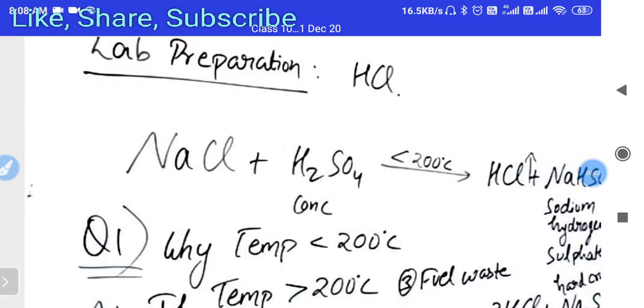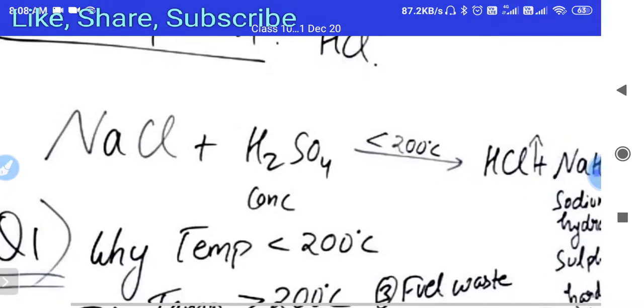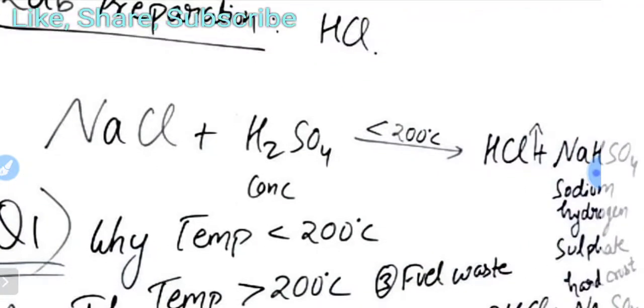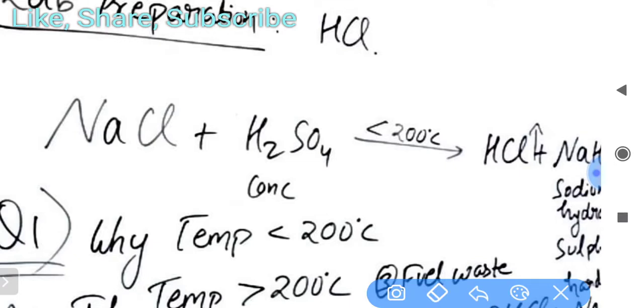So, we are going to discuss hydrogen chloride. The first question asked in the exam is based on the lab preparation of HCl. When you go through this chapter, hydrogen chloride, you understand that when we have to make HCl, you already read it in the chapter on acids, bases, and salts.